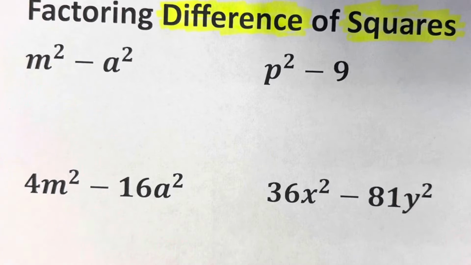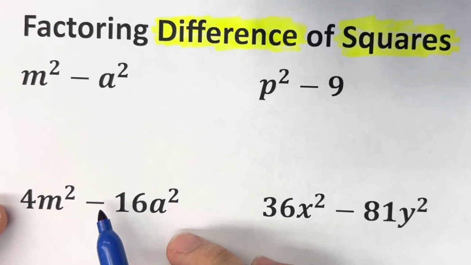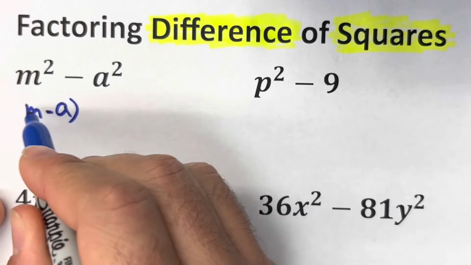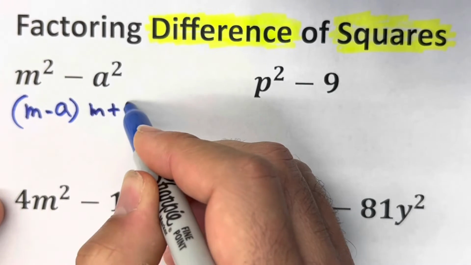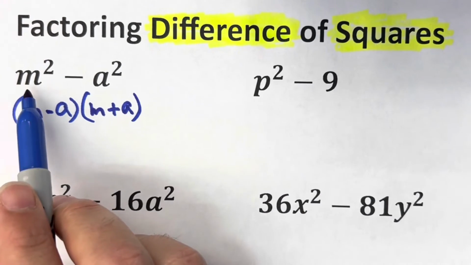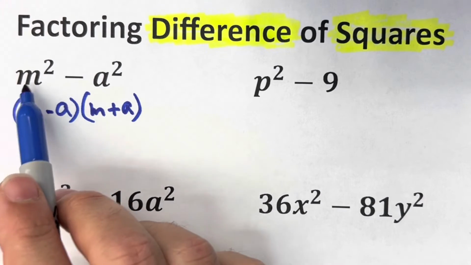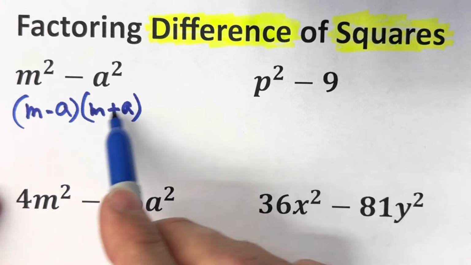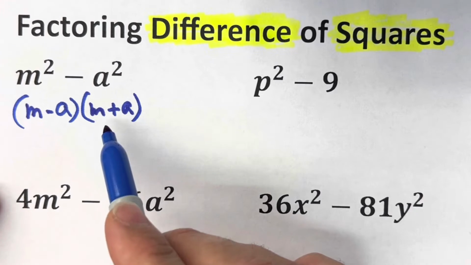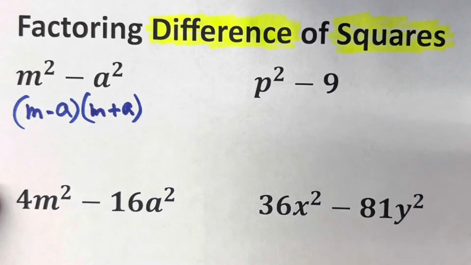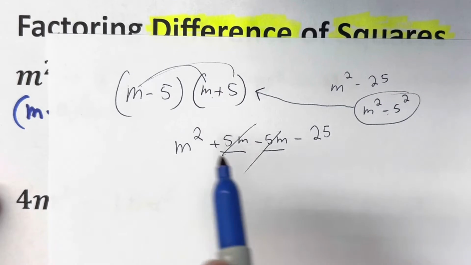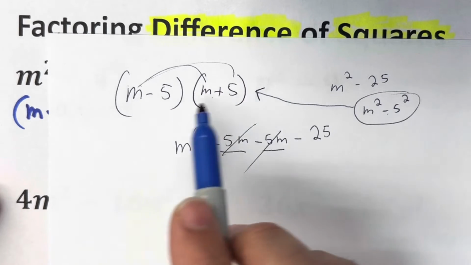The first case, m squared minus a squared. What we simply do is m minus a times m plus a. The first base, we put it twice. The second base, we put it twice, so one is minus and one is plus. That's it. This is how we did it here. We put the base, we put the other base, one is minus and one is plus. So this is what we do.